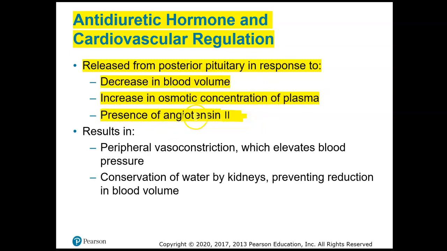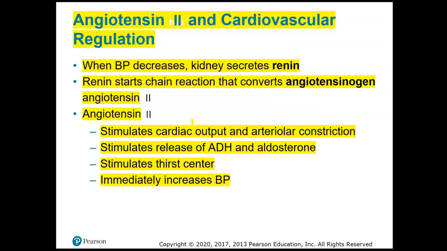And so it's released in response to lower blood volume, increase in osmotic concentration of the plasma. So that means the plasma becomes more concentrated, which would happen if your blood volume was less, if it's due to low water. And then also it's released in response to angiotensin II. So let's talk about angiotensin II.